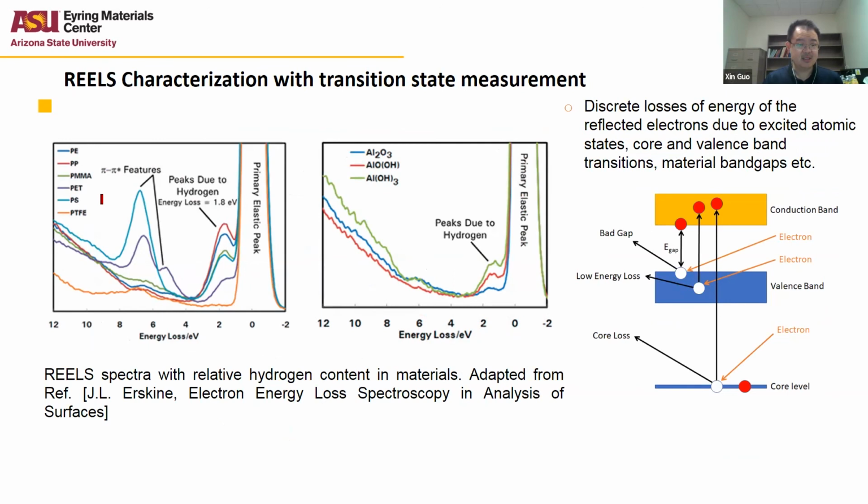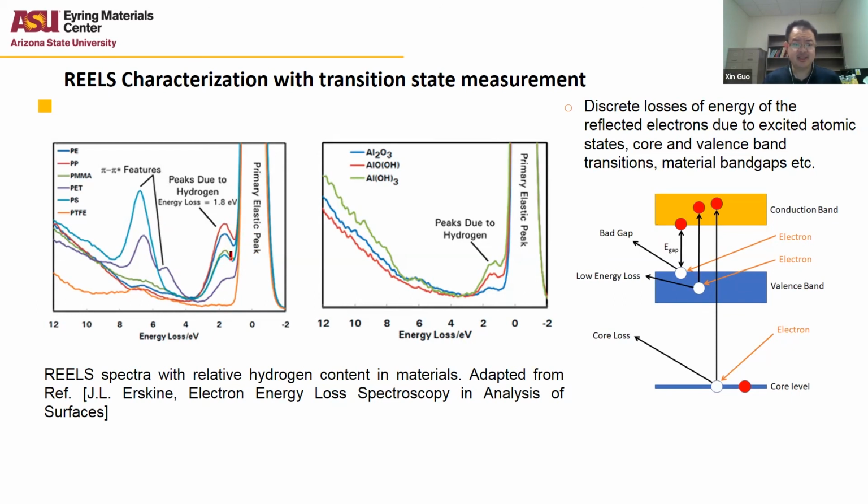Here is an example of REELS measured on a list of polymers. As we can first observe for polystyrene and PET, there are some peaks from the pi to pi star bonding and antibonding transition, that indicate the HOMO level inside these polymers. And we can also observe a small peak that is 1.8 eV from the primary elastic peak. With PTFE, since there is no hydrogen content, we observe no peak here. And with increasing hydrogen content, we observe increasing intensity for this peak.